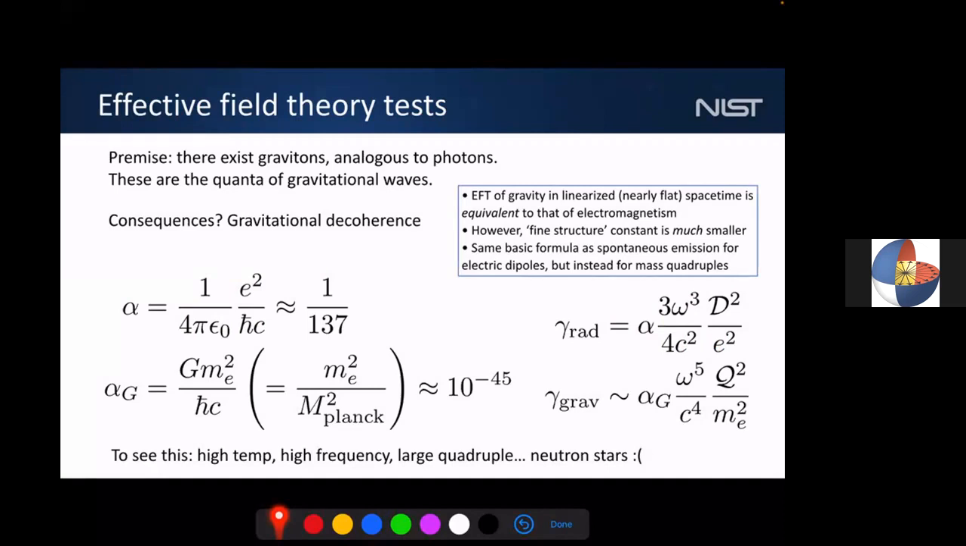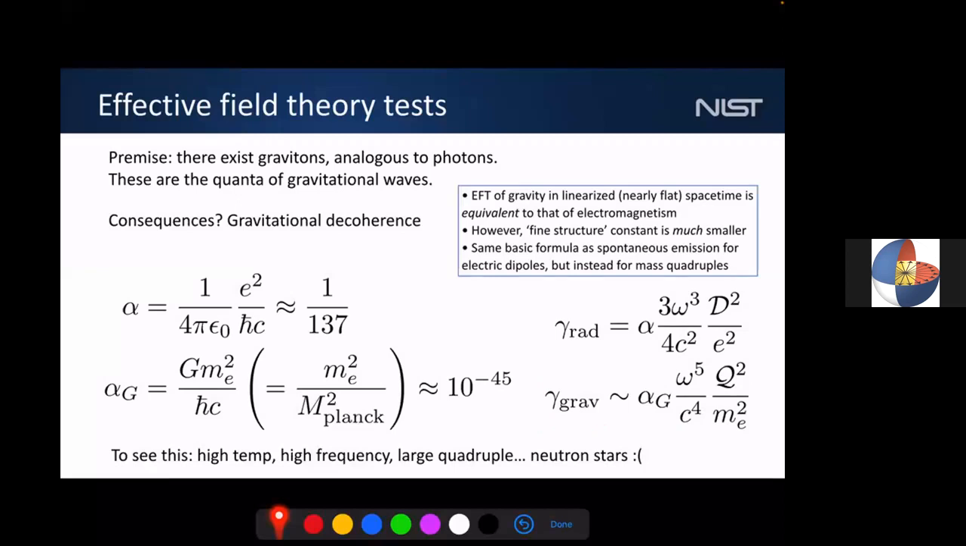Now, what's interesting, of course, for gravitational radiation, the fine structure constant here is Newton's big G. Rather than the charge of the electron, it's the mass of the electron. And if you look at this in dimensionless units, you can also rewrite this as the mass of the electron compared to the Planck mass, squared. As you may expect, this is a very small number. So if this is 10 to the minus 2, this is 10 to the minus 45. And that means that while you can, in principle, have some sort of gravitational decoherence, the coupling constants here are really, really hard to work with.